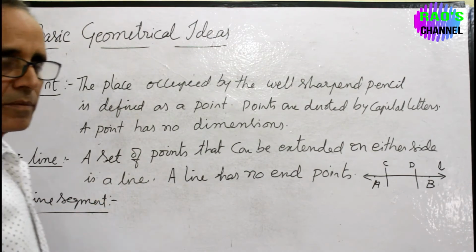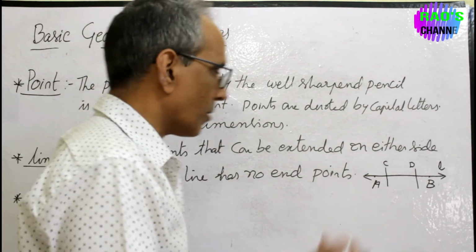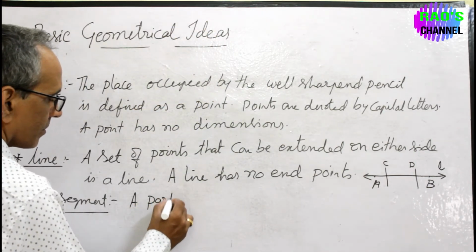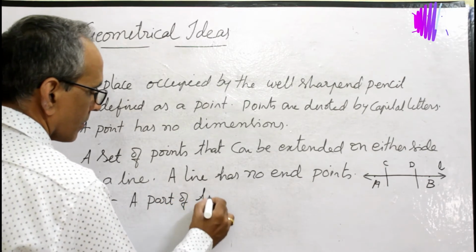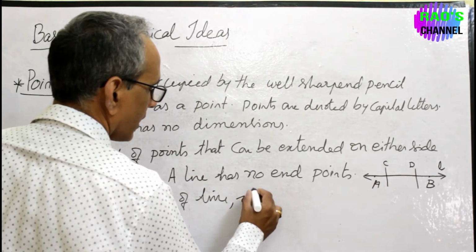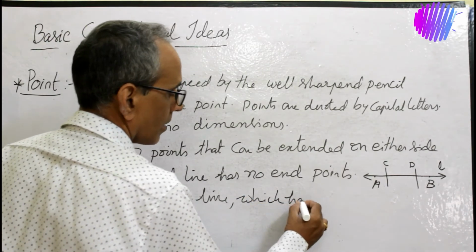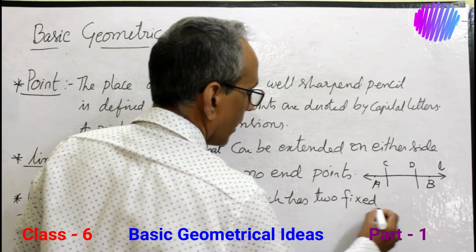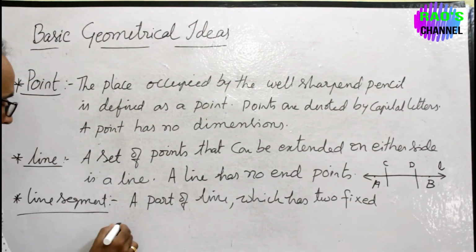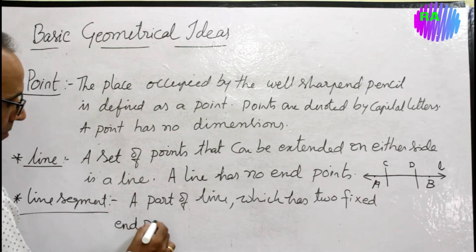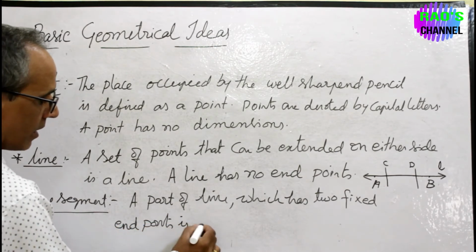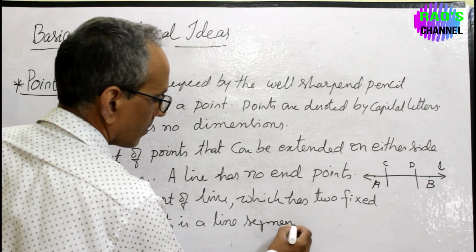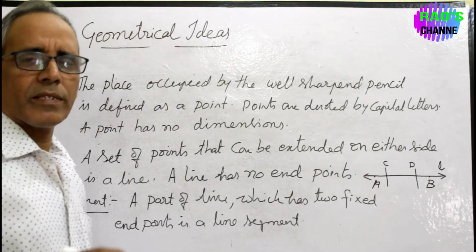So it is a part of line. Part of line means a set of points. A part of line. A line which has 2 fixed endpoints is a line segment. Okay, a line segment always has fixed points.